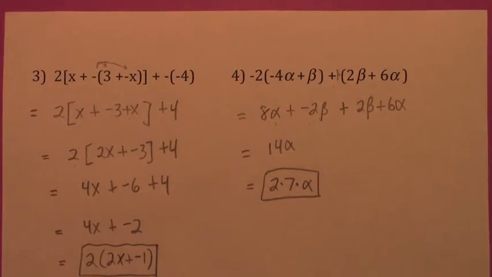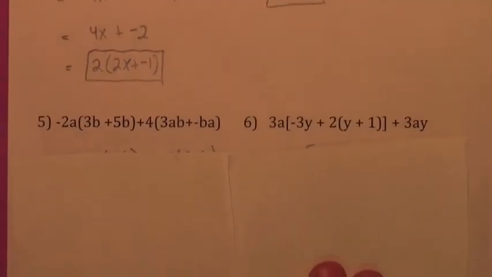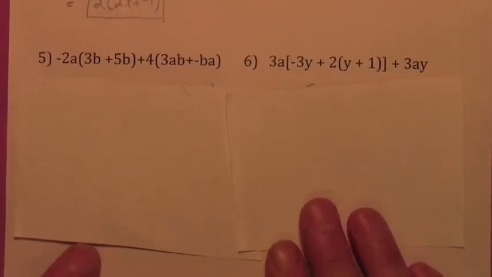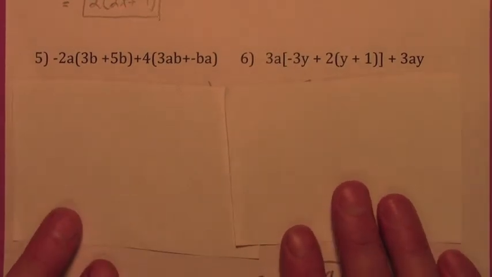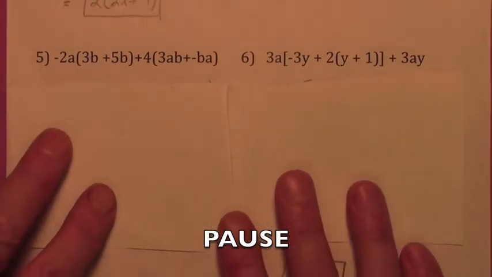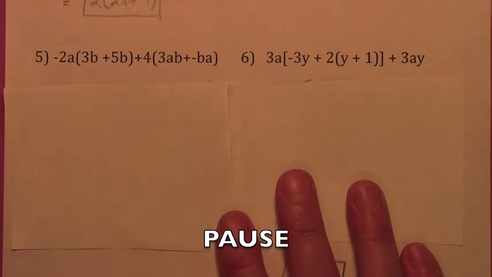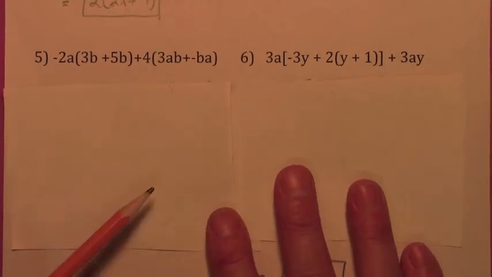Okay, let's do one more set, and then I'll give you a reason why a negative integer times a negative integer is a positive integer. That's coming up. Okay, try these two. Hit the pause button and try these two.